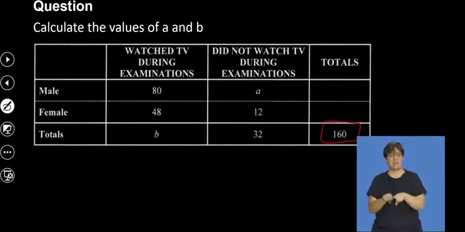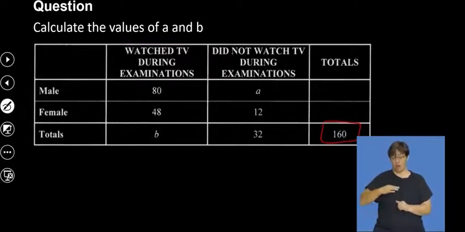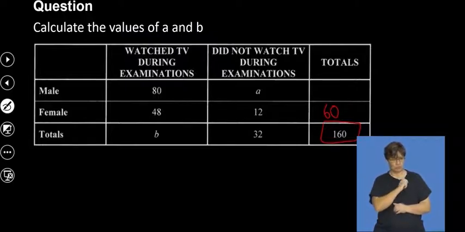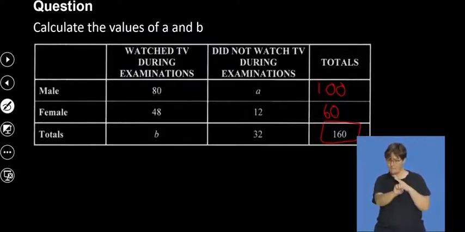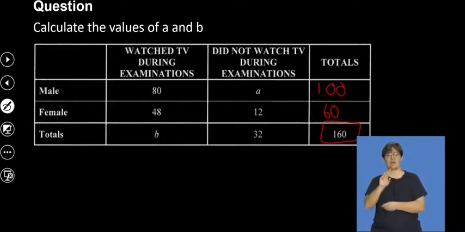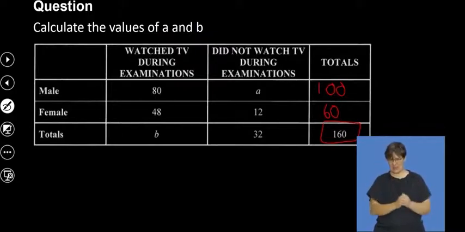So if I were to take the number of females and I say 12 plus 48, that will give me a total of 60. So there are 60 girls in the experiment, and I know that's true. I also know that I was told that there were 100 boys. So I can recognize that 80 plus A will give me 100. So A is going to be 20.